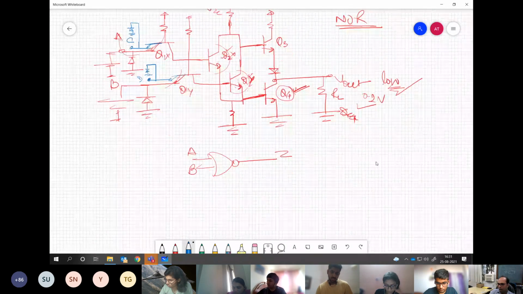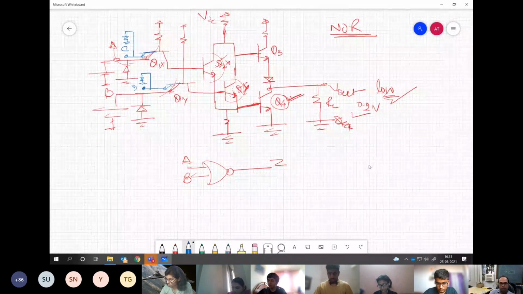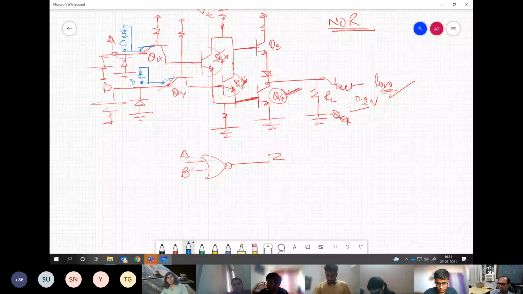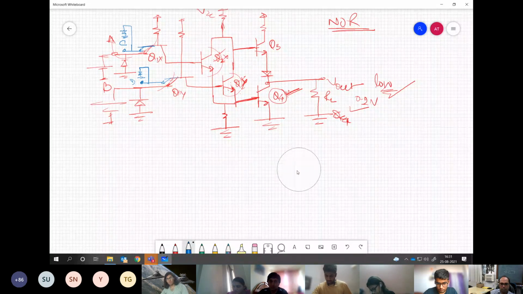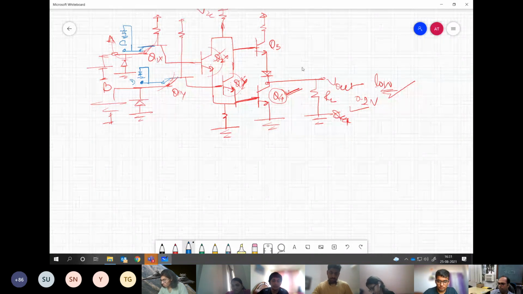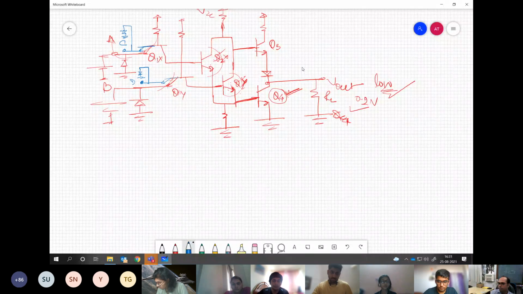This was NOR, but now with 4 inputs, what will it do? Combination of AND, NAND and NOR. Yes, yes, correct. Something very, very close.